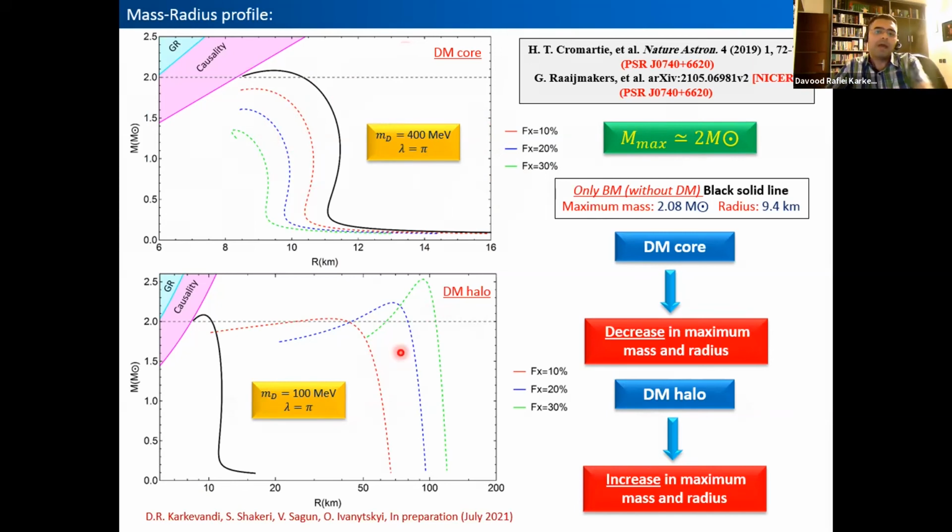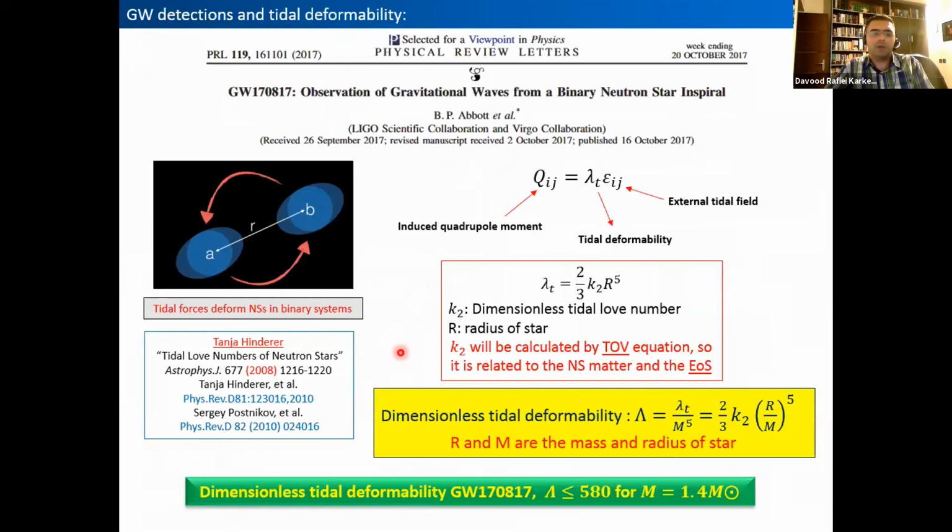The other observable quantity that I want to talk about is the tidal deformability, which is related to the deformation of the neutron star in binary systems. Because of tidal forces, the neutron star in a binary system deforms, so that we have an induced quadrupole moment, and we have a tidal deformability, which relates the quadrupole moment to the external tidal field. The lambda T, which is the tidal deformability, is related to the radius to the fifth power, and k2 is the dimensionless tidal Love number, and R is the radius of the star.